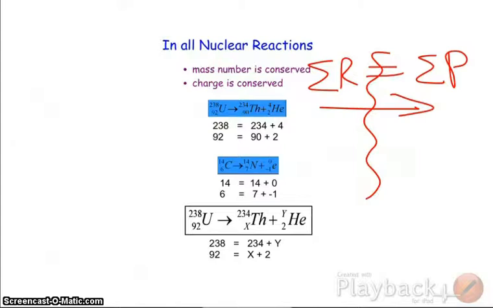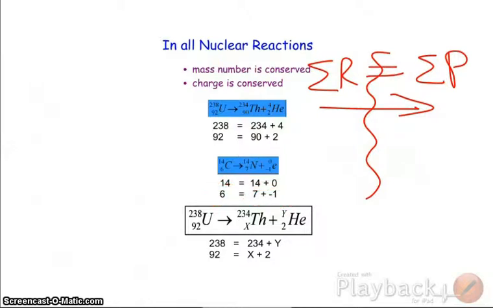So, for example, on this side, 238 equals 234 plus 4, right? 238 equals 238. Check, that's a good reaction. 92 equals 90 plus 2. 92 and 92. Check. If you're dealing with a beta decay, so an electron, you have a negative 1. You're going to take that negative into account. So 7 plus negative 1 would be 6, which balances the other side.